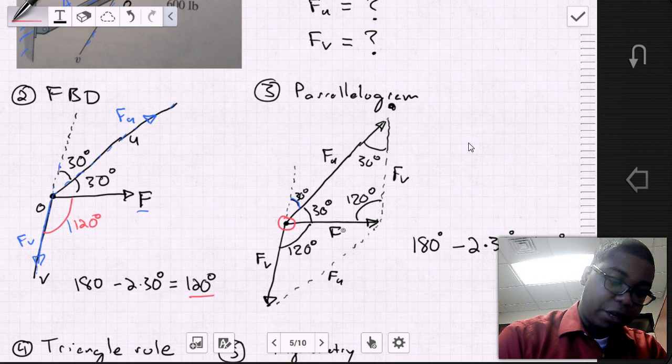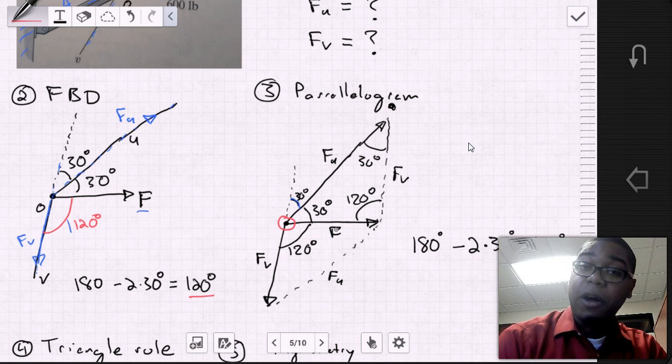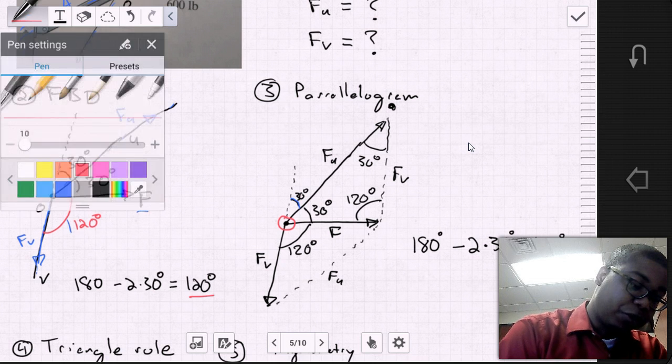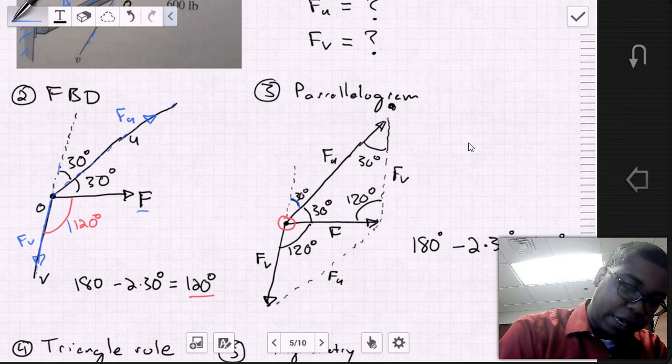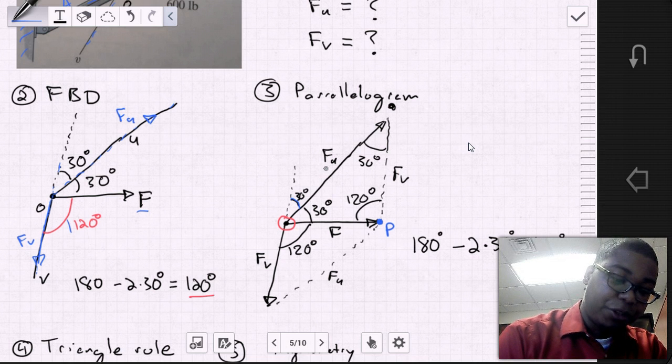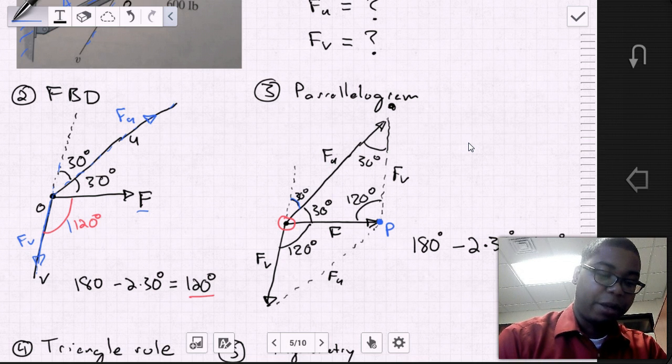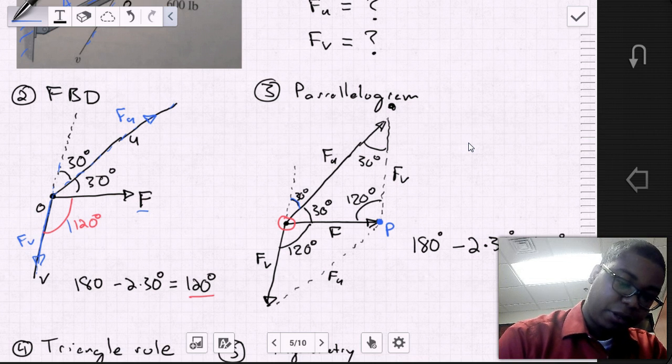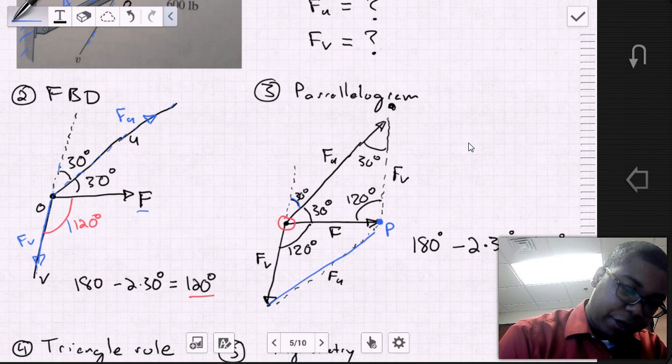And then we can draw in the things we know. In this case, FR, which is the resultant force, is already given. So we know the projection point P is going to be at the end of F, right? So now we just need to create the parallelogram, which is mirror the sides. So in this case, we're mirroring the FU, and in this case, we're mirroring the FV.